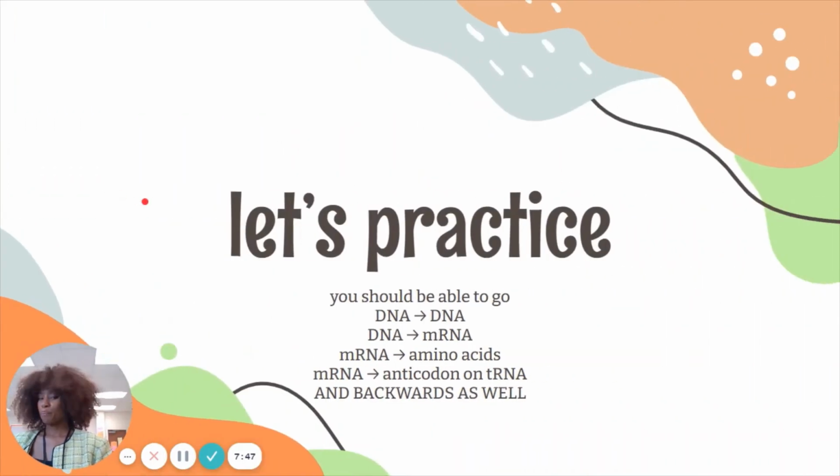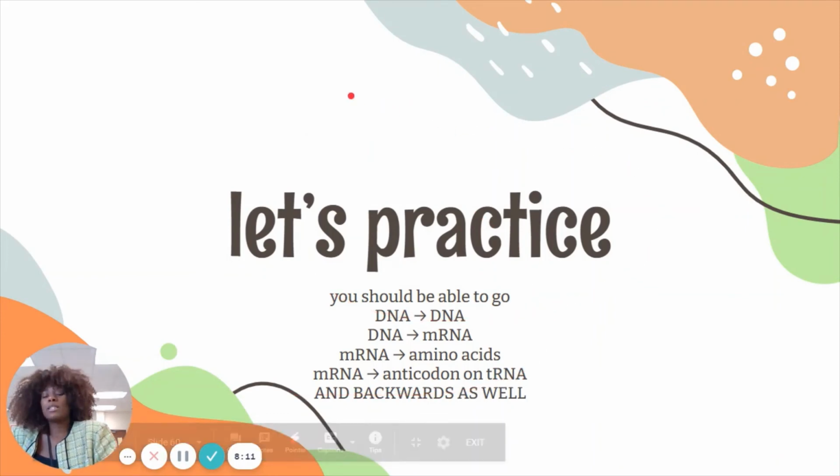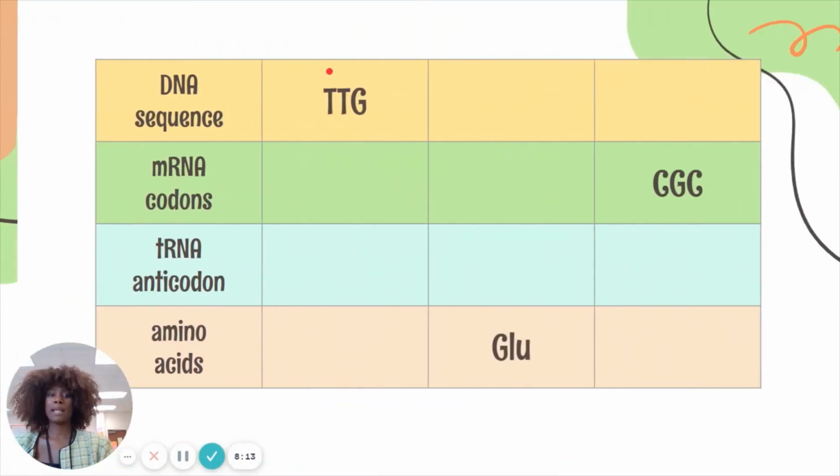Okay, so again, you should be able to go DNA to DNA, right? So ATCG. You should be able to go DNA to mRNA, AUCG. You should be able to go from mRNA to amino acids using the codon chart or codon wheel. You also should be able to do mRNA to the anticodon. You also have to be able to do any of this backwards as well. Backwards, forwards, side to side. It's not confusing though. We're going to practice it together.